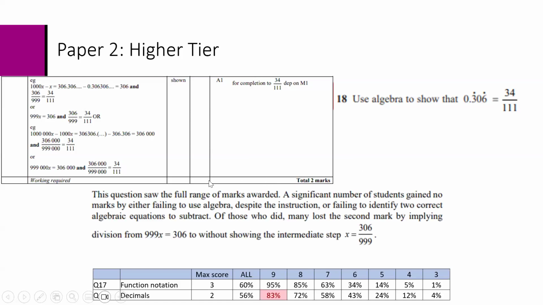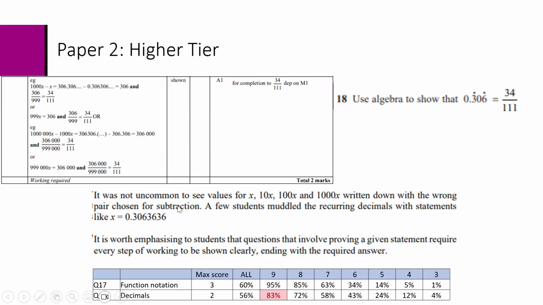And the examiners did say on here, this question saw the full range of marks awarded. A significant number of students gained no marks, either by failing to use algebra, despite the instruction, or failing to identify 2 correct algebraic equations to subtract. Of those who did, many lost the second mark by implying the division, 999x equals 306, without showing the intermediate step. I think it's really important that we maybe practice these just that little bit more with our students.